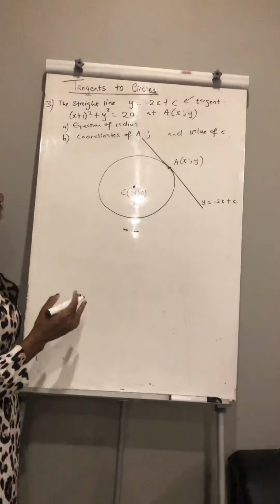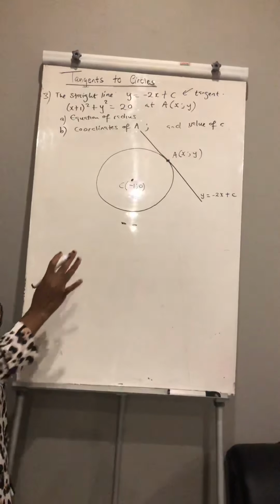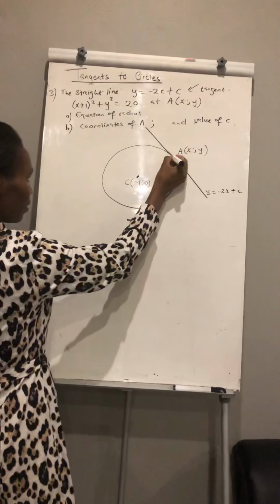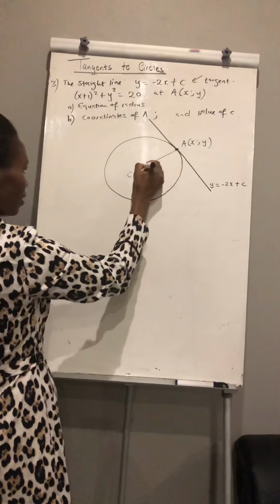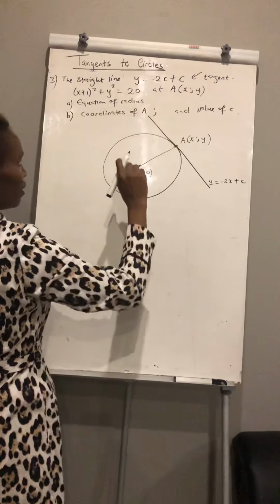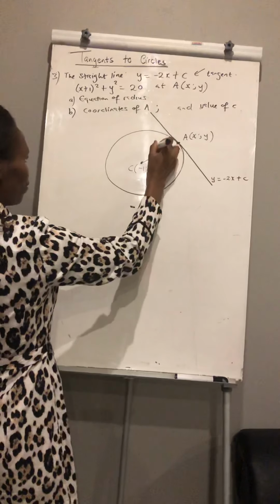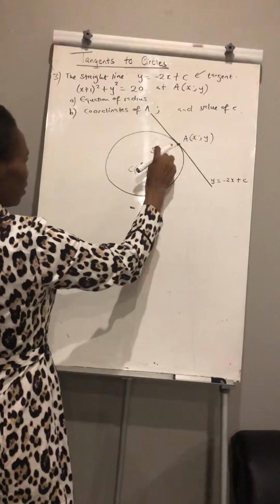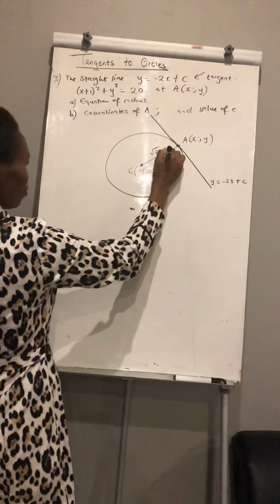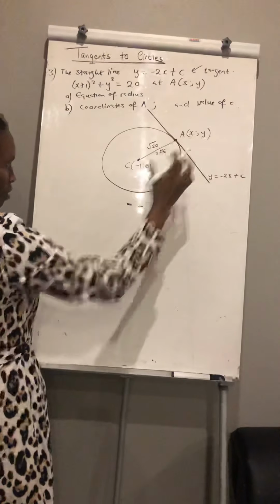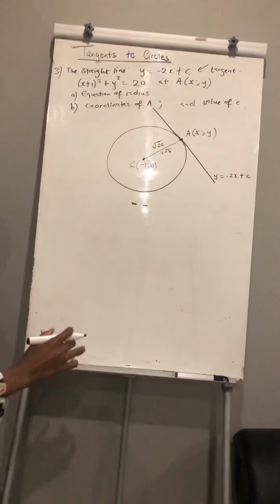So we have a lot of things, and I think you can appreciate the fact that we have the radius, root of 20. Let me just write it as root of 20, although we can write it as rather 2 root 5 units. That will be the radius of that circle.